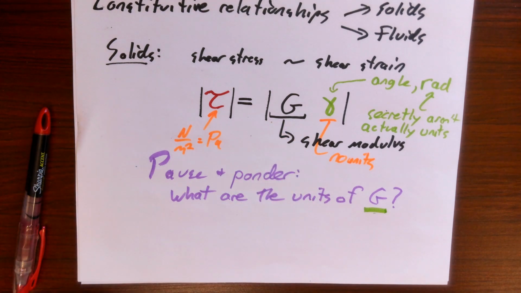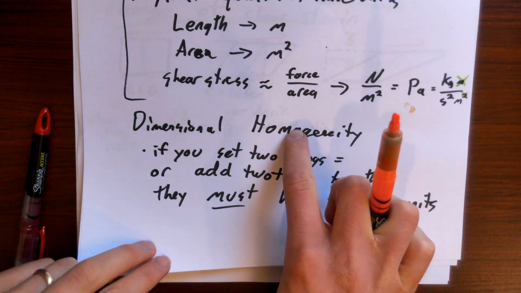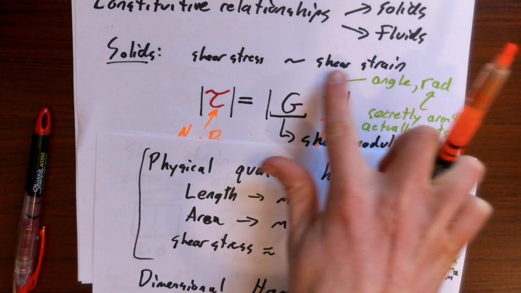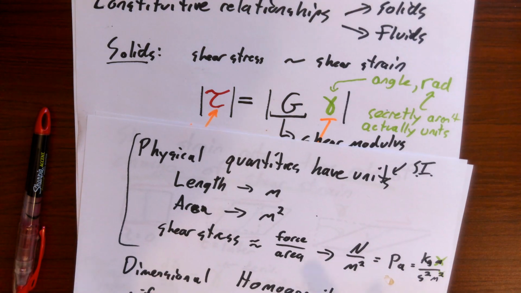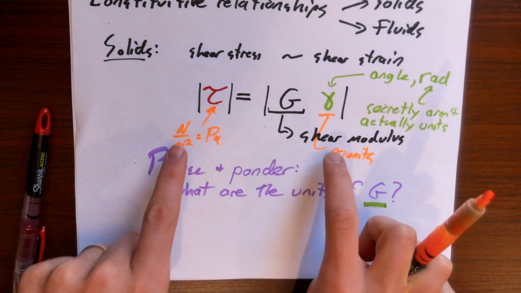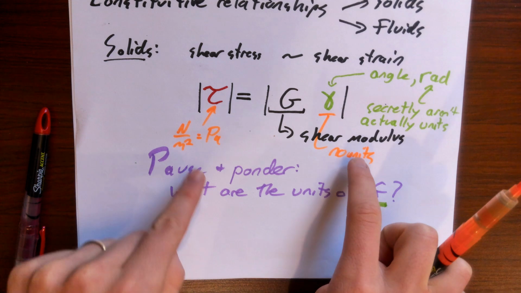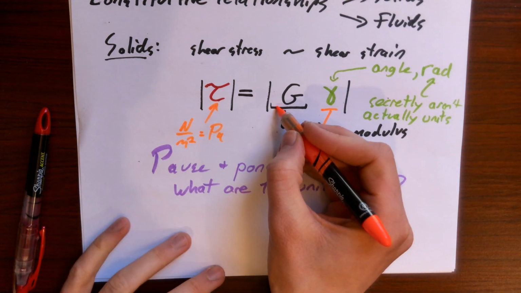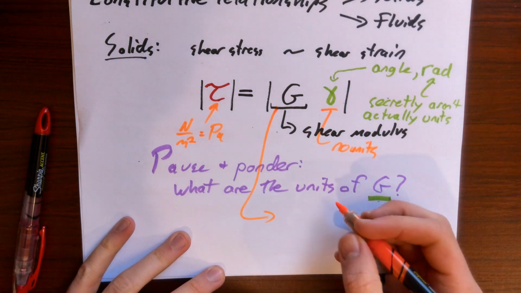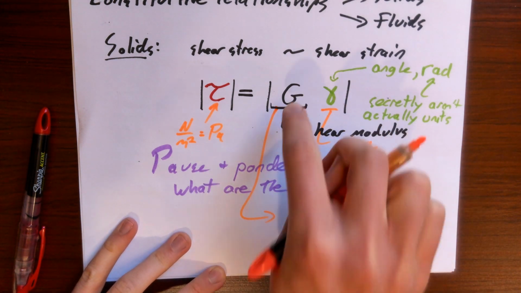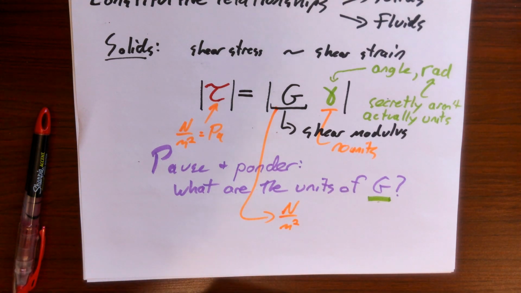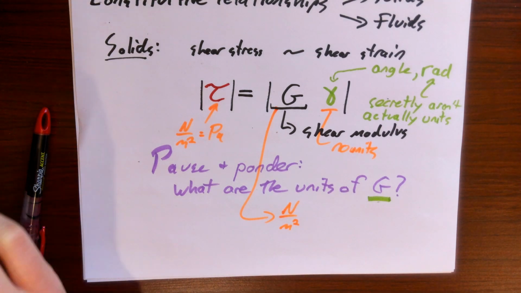Well, by dimensional homogeneity, everything on the left-hand side has to be equal to everything on the right-hand side in terms of units, so shear modulus needs to have whatever units make those both work out. In this case, if there are no units for the angle, then shear modulus has to have units of newtons per meter squared. There we go.